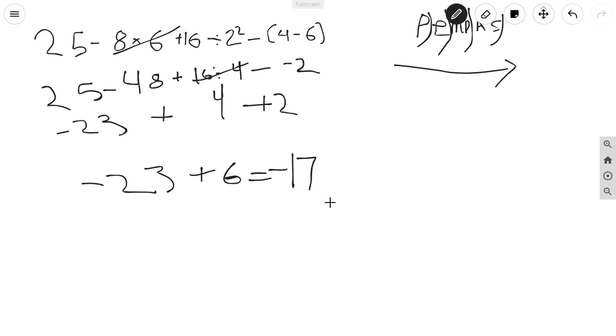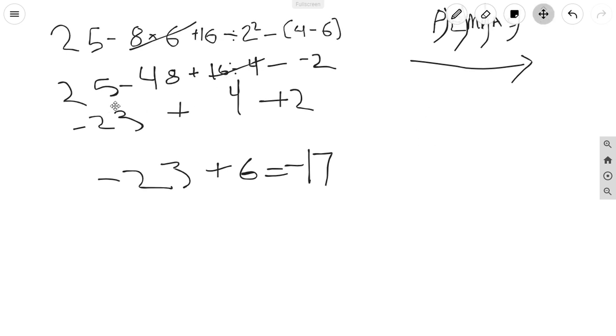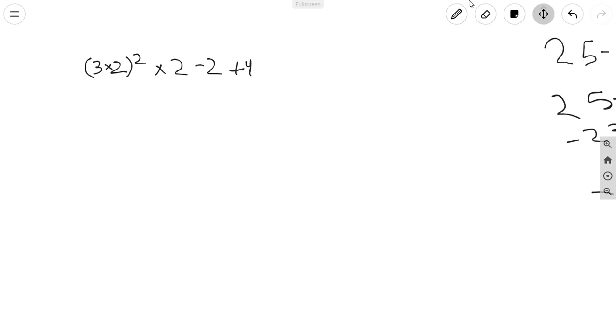I hope this example was helpful. Let's try one more. So right here, looking at this, parentheses first. So 3 times 2 is going to give me 6. Then I go to my exponent. 6 squared is going to give me 36.